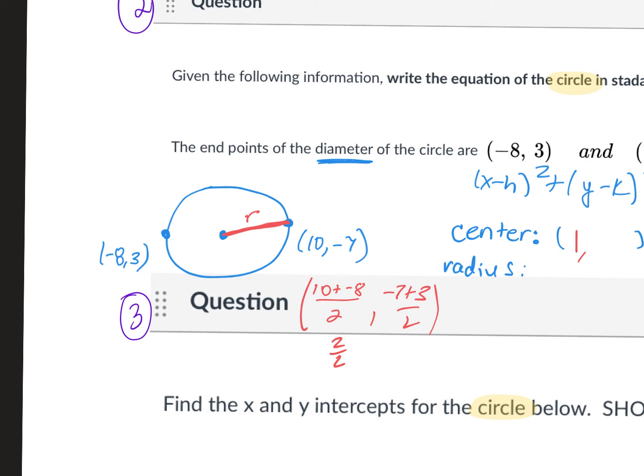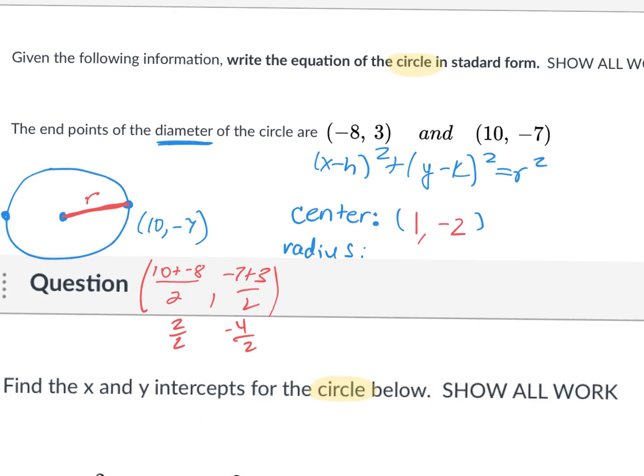What's -7 plus 3? -4, right? And then -4 divided by 2 is -2. So my center is at 1, -2. Now I have my h and my k. Now I got to find my radius.